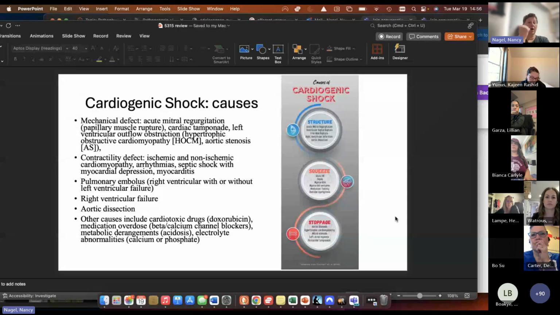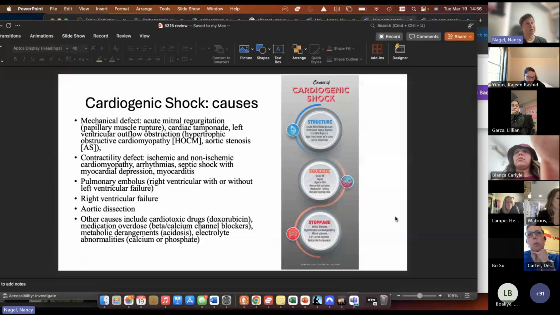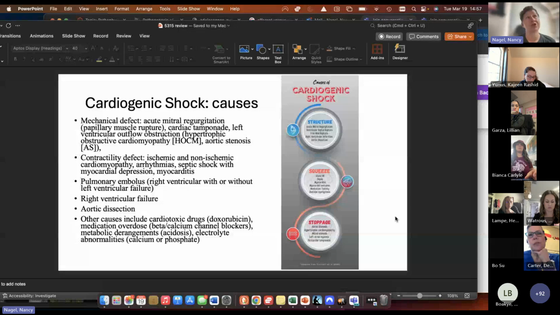So we often see this after heart attacks, and when we see it after heart attacks, it can be a couple things. It can be the amount of tissue that's infarcted, so the amount of tissue that has died, or if that tissue has died around a papillary muscle.